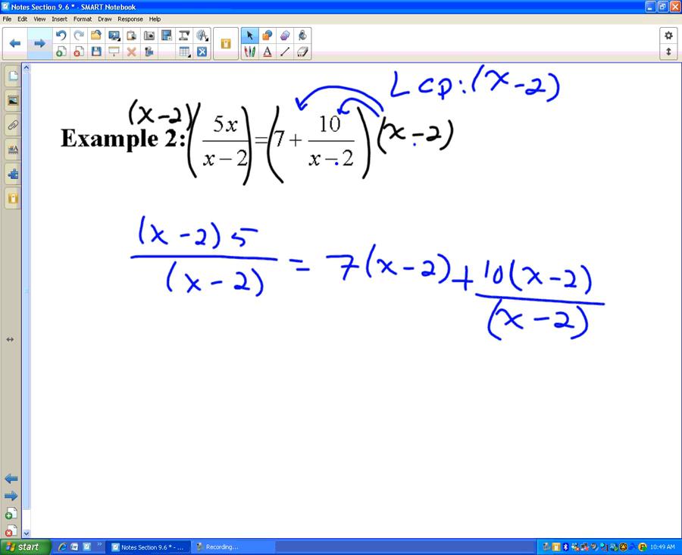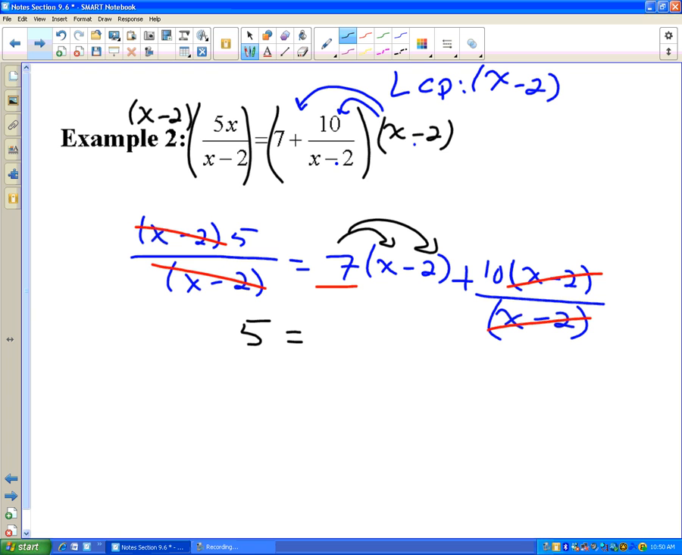Get out my red marker. My x minus 2's cancel here. Nothing cancels out here. X minus 2's cancel out here. On my left side, I'm left with 5. Here, I'm going to distribute the 7, and I'm going to get 7x minus 14. Here, I'm going to get plus 10. Simplify. 5 is equal to 7x minus 4.